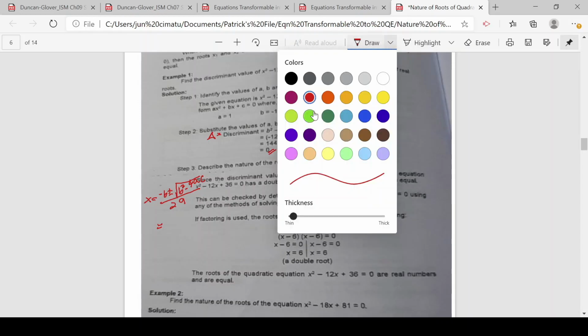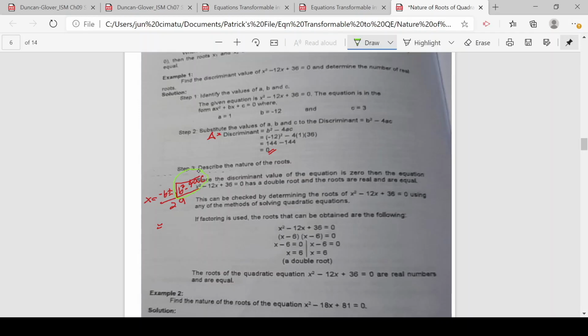So, kung 0 ang discriminant, ano na lang ang roots nito? Kung babalikan natin yung formula, x is equals to negative b plus minus square root of b square minus 4ac over 2a. So, ito raw ay 0. Ito raw ay b square minus 4ac. So, this is equals to 0.